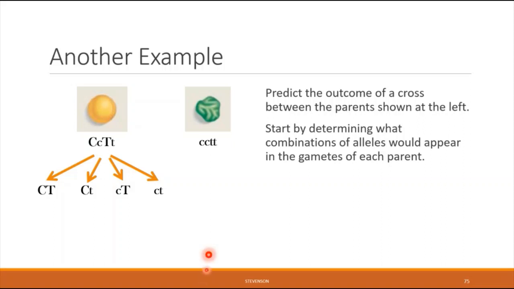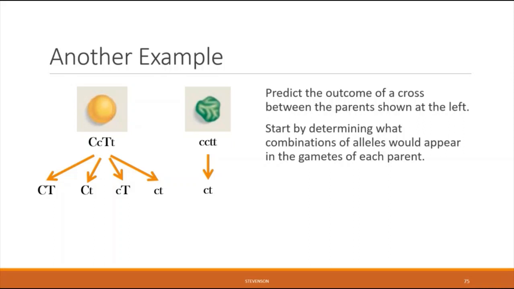So now let's look at the other parent. The other parent is quite simple. It is true breeding and homozygous recessive on both counts. Therefore, every single pollen grain and every single ovum is only going to contain a lowercase c and a lowercase t.